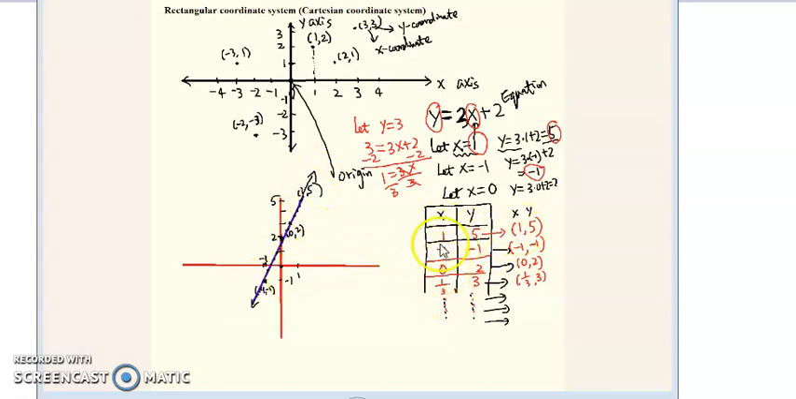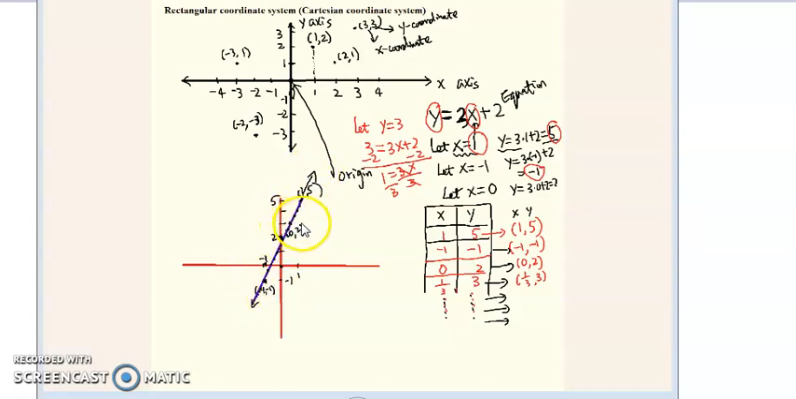And because, as you can see, we can pick infinitely many numbers for x, and we plug them into the equation, and we will get infinitely many y's to correspond to each x. And each pair gives us a point. So infinitely many pairs will give us infinitely many points. And these infinitely many points joined together become a straight line.